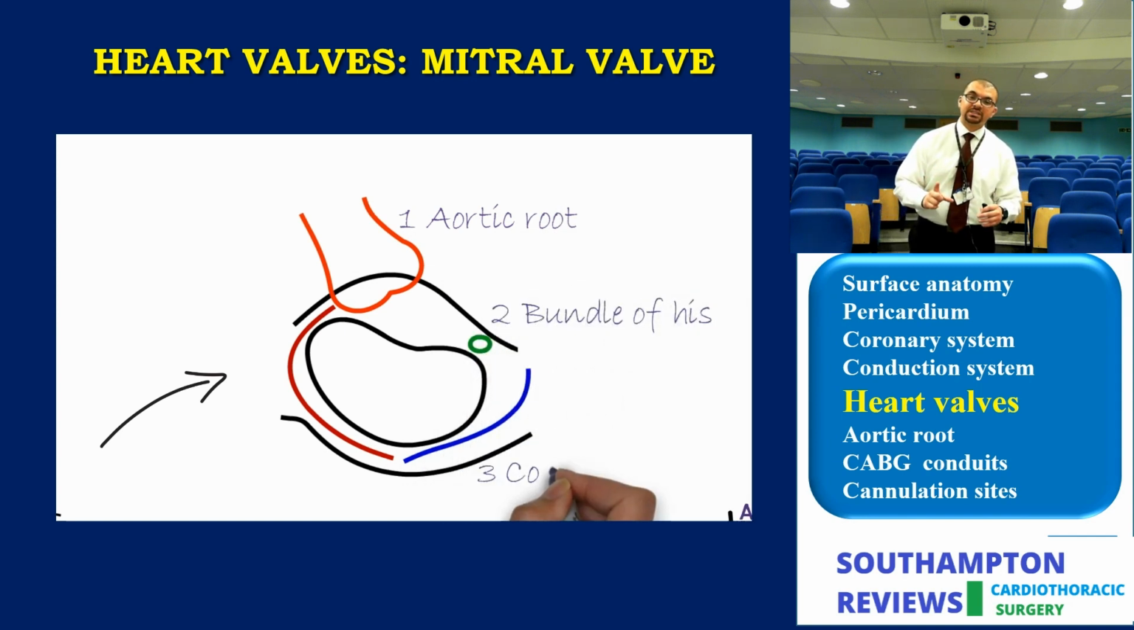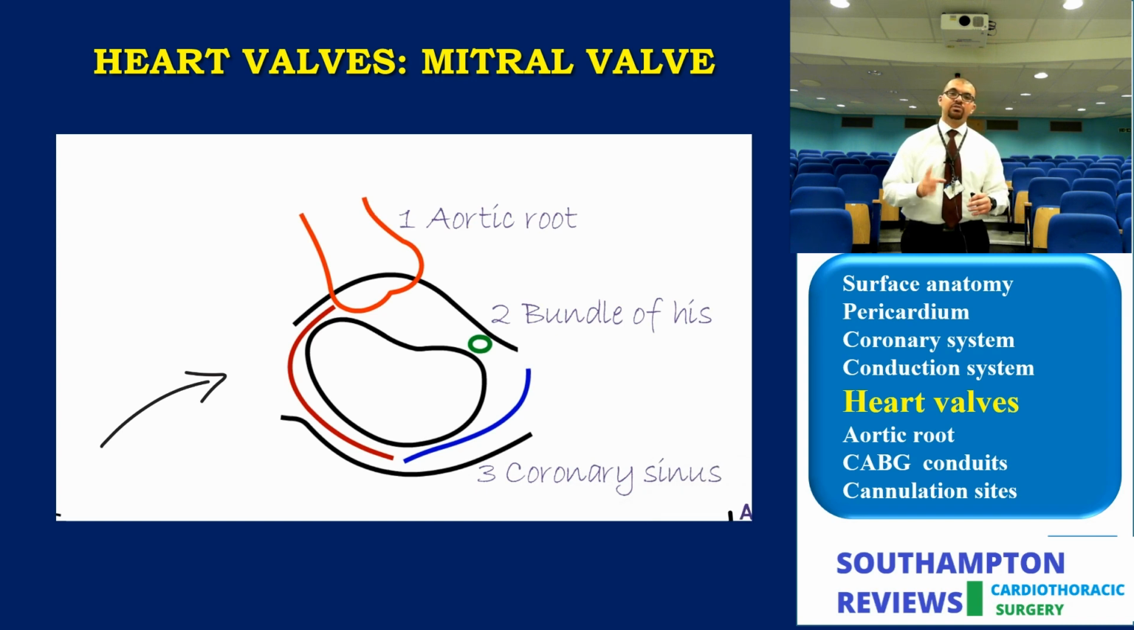Second is the bundle of His. Remember, it's not the AV node. The AV node embryologically originates in the sinus venosus in the right atrium and is positioned in the center of the triangle of Koch. Then the bundle of His travels upwards to gain access to the membranous septum through the apex of the triangle of Koch to be able to pierce it and reach the ventricles.